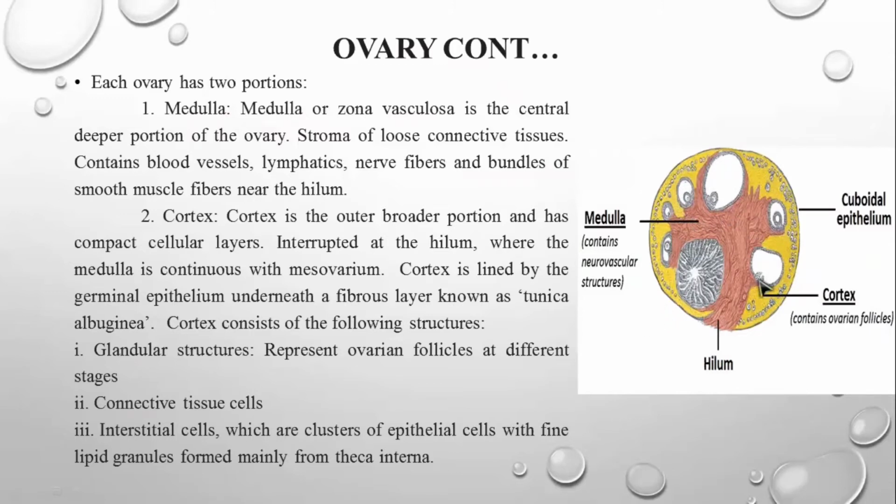Then the connective tissue cells, which are present in large numbers. Then the interstitial cells, which are a cluster of cuboid epithelial cells with fine lipid granules, formed mainly from the theca interna. The follicle has two layers, the theca interna and theca externa, and the theca interna cells are formed at the time of the ovulation process.